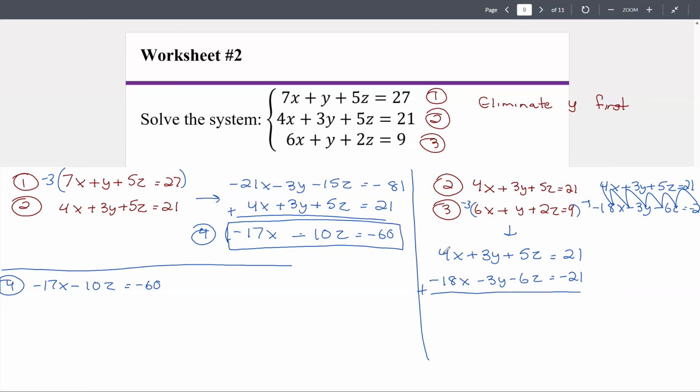So we add those equations together. 4x minus 18x will leave me with a minus 14x. 3y minus 3y, that disappears. 5z minus 6z is going to leave me with negative z. And then 21 minus 27 leaves me with negative 6. And this is my equation 5. So there's 4, and here's 5.